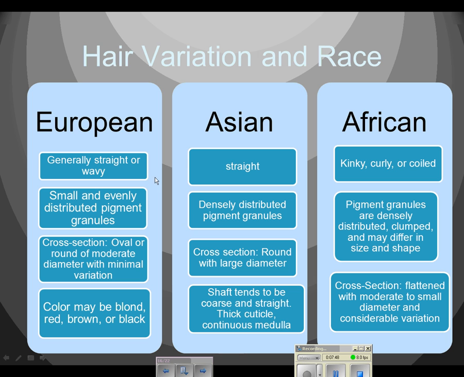Now, we also see variation amongst different ethnicities. People of European descent tend to have generally straight or wavy hair with small and evenly distributed pigment granules and oval and round cross sections, and hair may be blonde, red, brown, or black. Asians tend to have straight hair with densely distributed pigment granules with a round and large diameter, and the shaft tends to be coarse and straight, and they have a very thick, continuous medulla. And then African hair tends to be kinky, curly, or coiled, with pigment granules still densely distributed, clumped, or they differ in size and shape. And the cross-section tends to be flattened with moderate to small diameter.